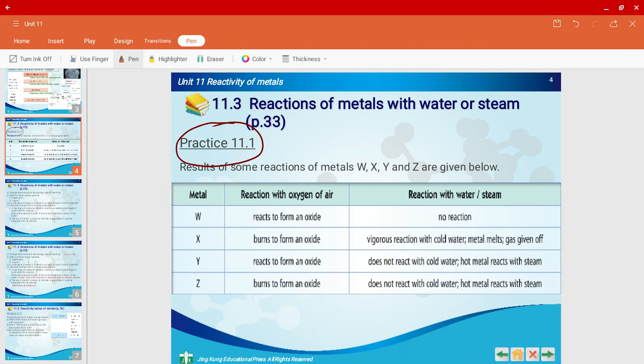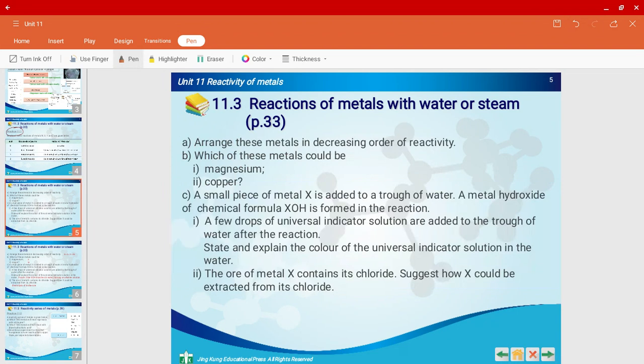Results of some reactions of metals W, X, Y, and Z are given below. So you have a table over here. The left column, reaction with oxygen. The right column, reaction with water or steam. Let's see the first question. Question A, arrange these metals in decreasing order of reactivity. This means from the most reactive to the least reactive.